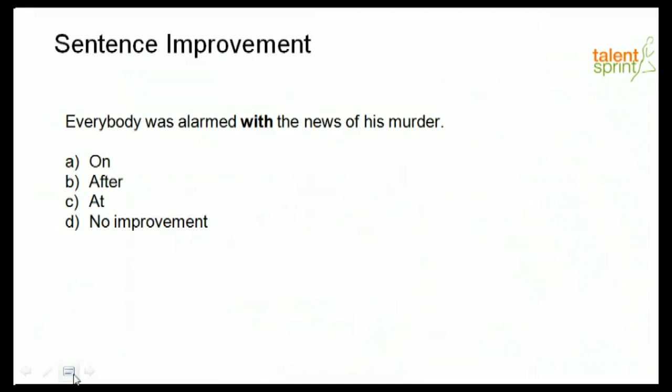So here, again, let's look at our question in front of us. Everybody was alarmed with the news of his murder, and the one word that is in bold in the context is with, and my options are on, after, at, and no improvement. So we need to look at what can be the correct answer to replace it with. Some of you are saying on, some of you are saying be, some of you are saying, in fact, all of you have given me all the three options. Now let's quickly go back and look at the question carefully and understand what are our keywords.